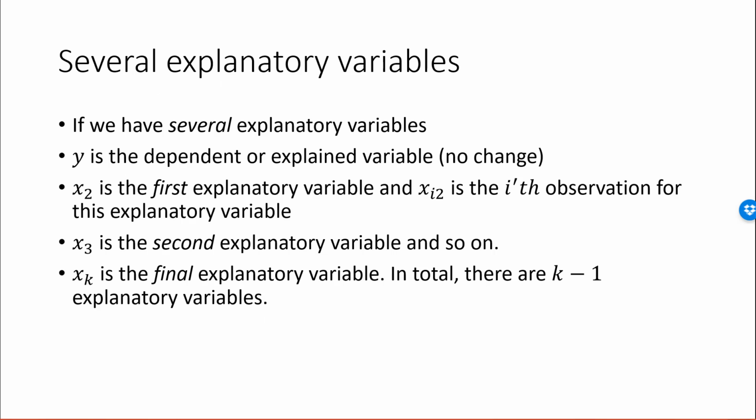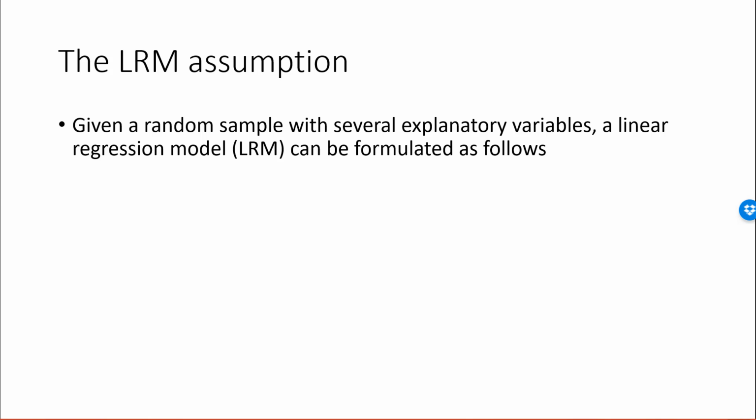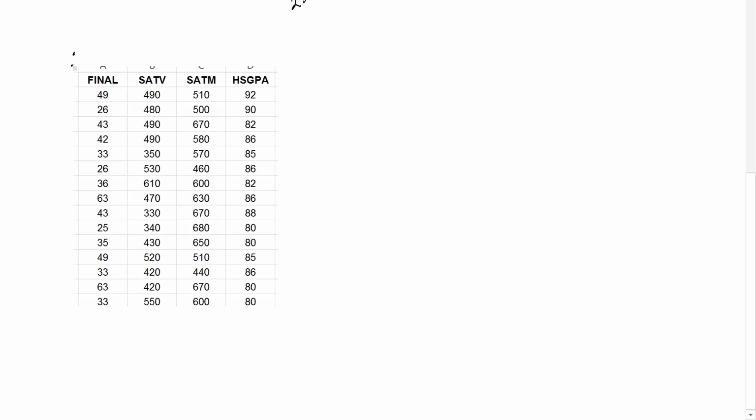So xk is the final explanatory variable, and in total we have one less explanatory variable, so we have k minus 1 of them. So with this setup, we are ready to define the linear regression model. I now have a random sample and I have several explanatory variables. You still need to think of this as a random sample where this entire row is a sample point: all the data corresponding to one student.